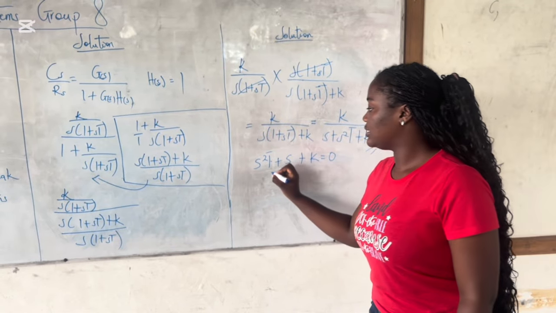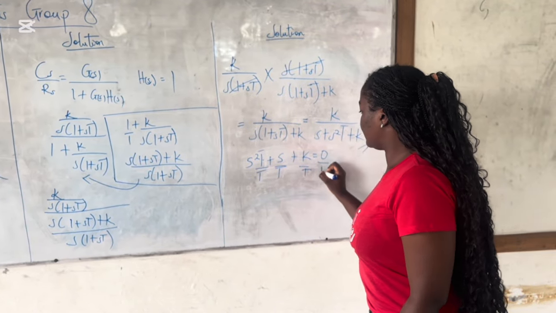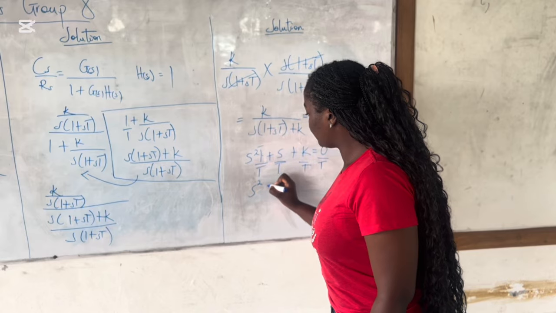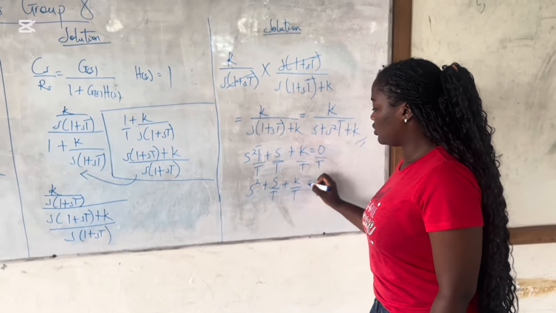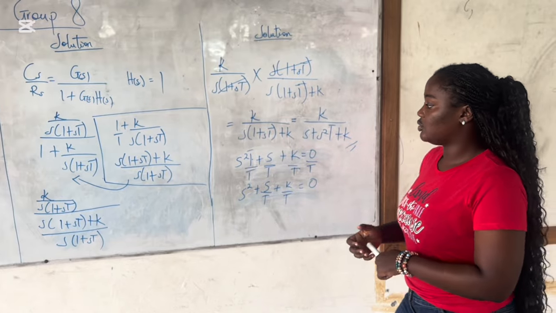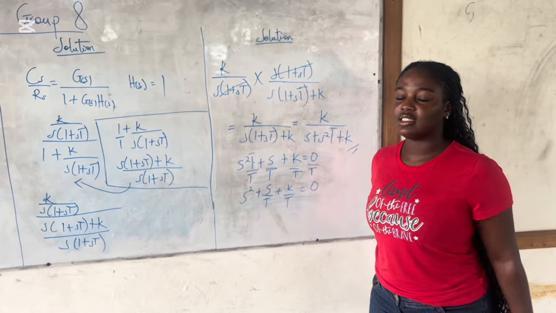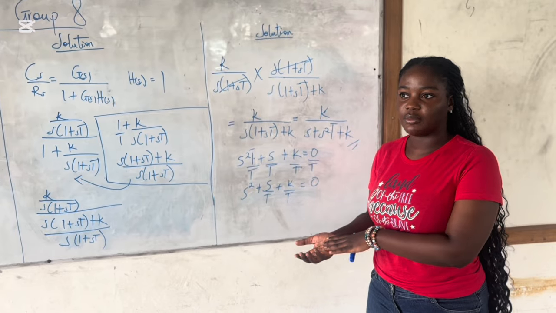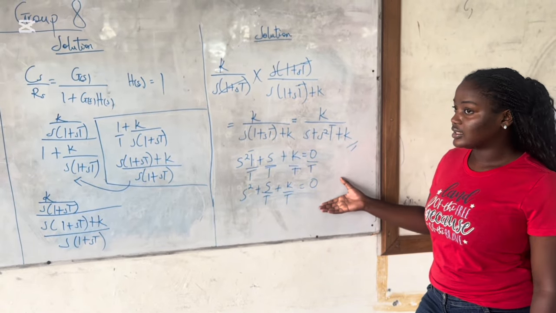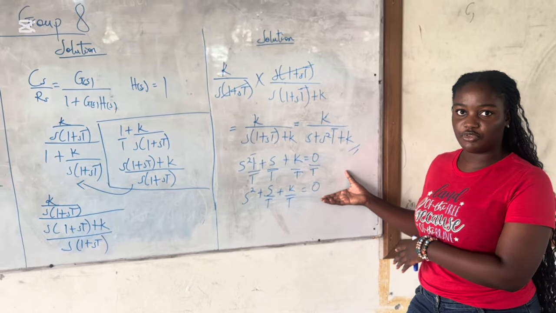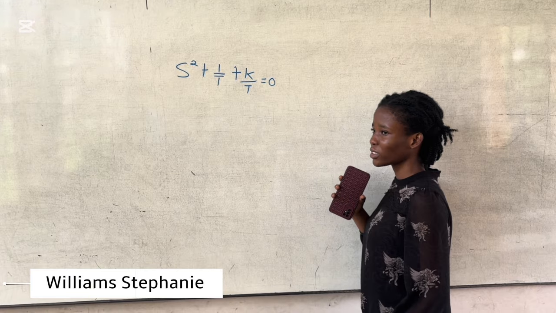Then we do the division by T. So we have S squared plus S on T plus K on T equal to 0. So this is the characteristic equation, and this helps us determine the location of the system poles, which also helps us to determine how the system will respond over time. So to analyze the response of the system, we have to compare this to the standard second order system form. Thank you.